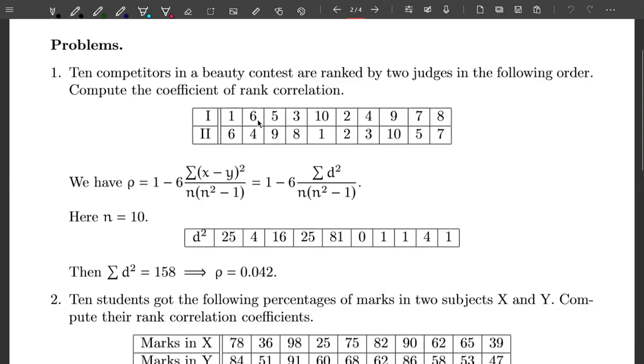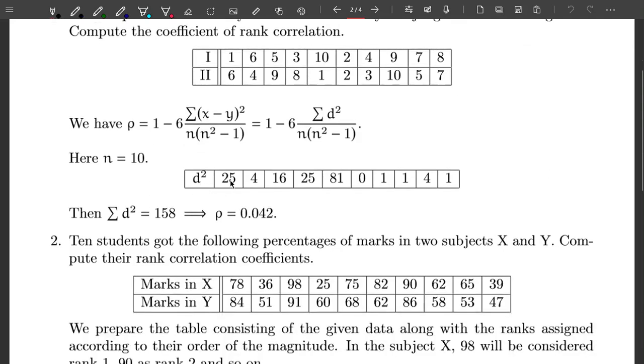Similarly, the next ranks here are 6 and 4. So 6 minus 4 is 2. If you square it, you get 4. Then you have 5 minus 9, that is −4. If you square it, you get 16. Like that, if you continue, the last value is 8 minus 7, that is 1. If you square it, you get 1. So these are all the corresponding values of d² for these values of x and y.